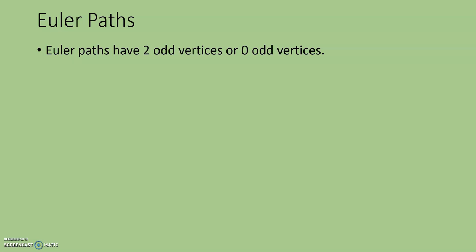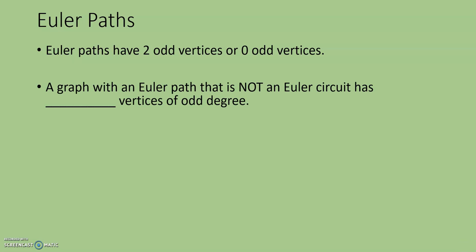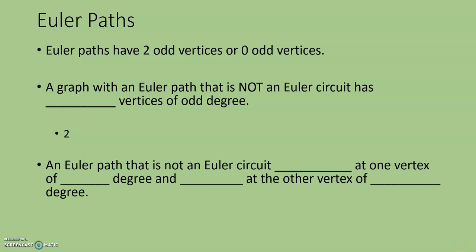Talking about Euler paths. Euler paths have 2 odd vertices or 0 odd vertices. A graph with an Euler path that is not an Euler circuit has 2 vertices of odd degree. An Euler path that is not an Euler circuit starts at one vertex of odd degree and ends at the other vertex of odd degree. So it's a path that uses each edge only once. When we do have Euler paths, we need vertices of odd degrees. That's section 14.2, Euler circuits.